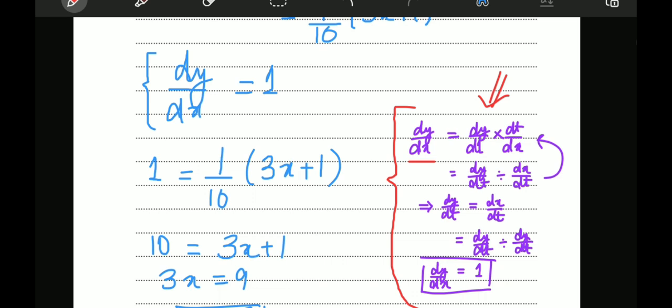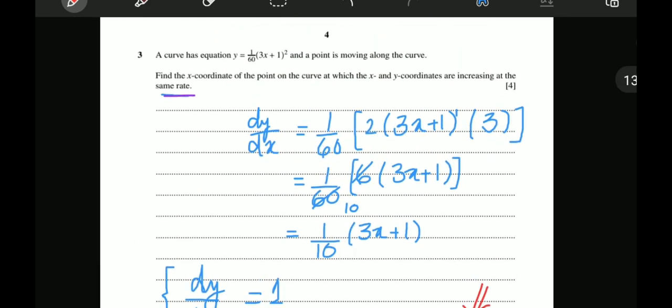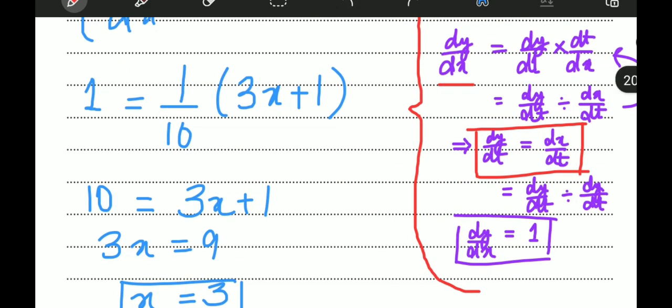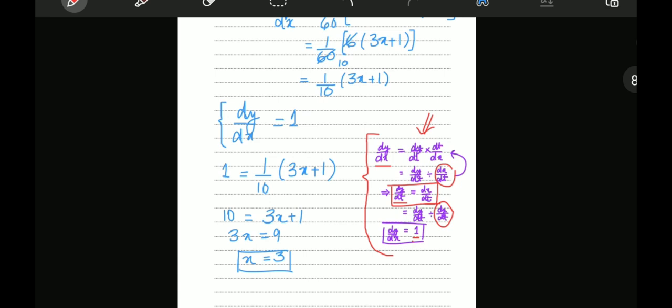The main important point is that they say the y and x coordinates are increasing at the same rate. So that same rate means that dy by dt is equal to dx over dt. If they are both equal, we can substitute dx by dt equals dy over dt, so this whole will give you equal to 1. This is how we get it. Or simply you can infer this if you are fluent with all this working.